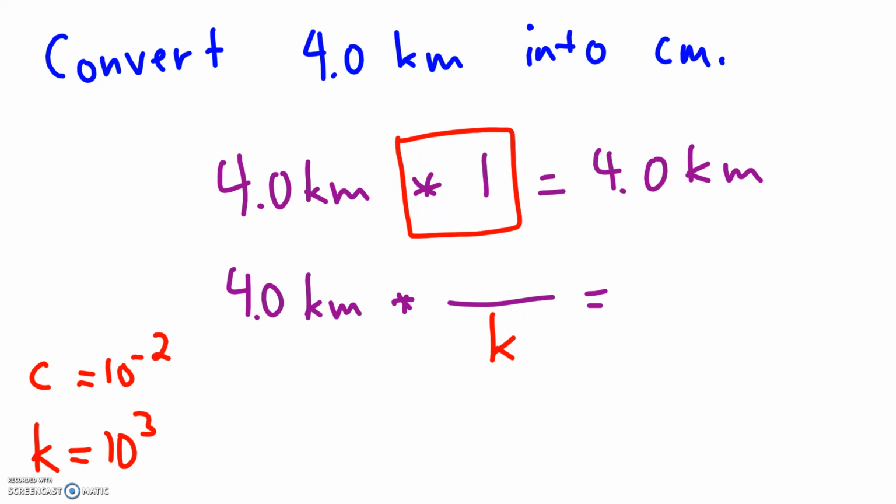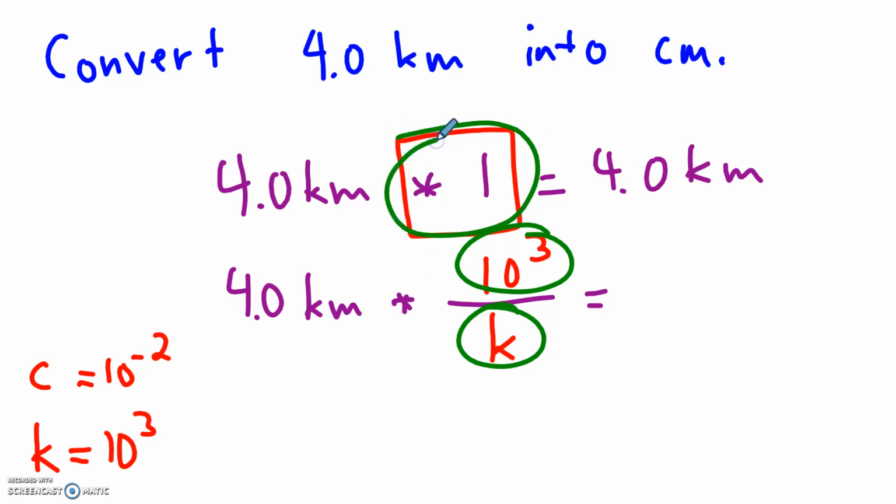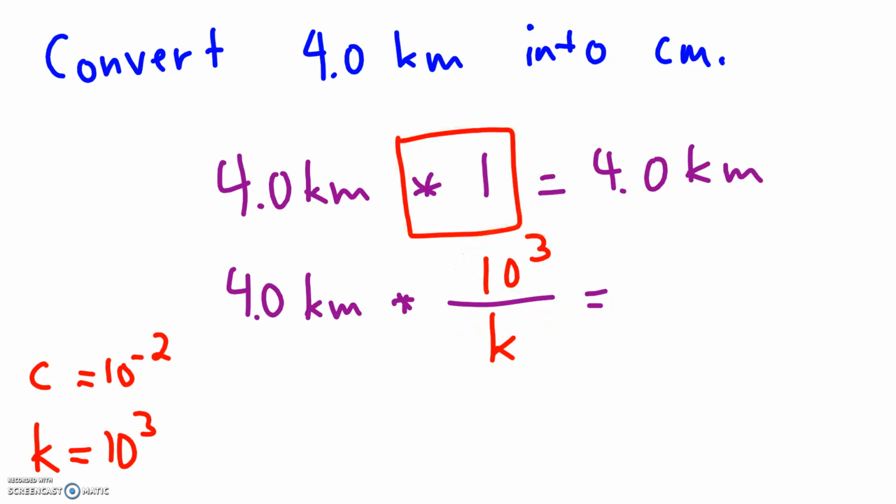But to make my fraction equal to 1, just like it is up here, I have to make sure the numerator equals the denominator. So what do I have to put up top? Well, kilo equals 10 to the 3. So I put 10 to the 3 right here. Now, my numerator and denominator are equal. The whole fraction is 1, just like we require. And I am canceling out the kilo.